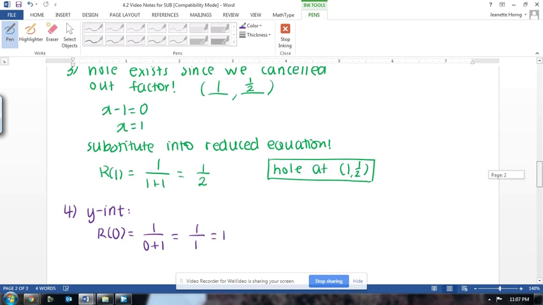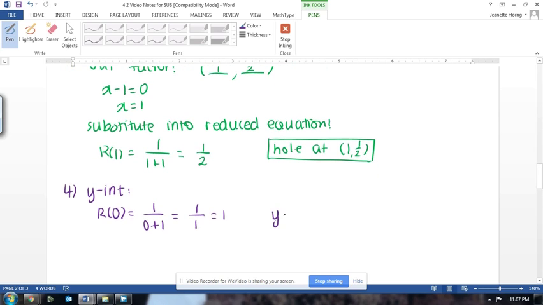So I got 1, aka my y-intercept is (0, 1). Again, it's going to be nice for you later, since we're going to eventually be graphing all of this, to write them out as coordinates. It's just going to be so much more helpful for you later.